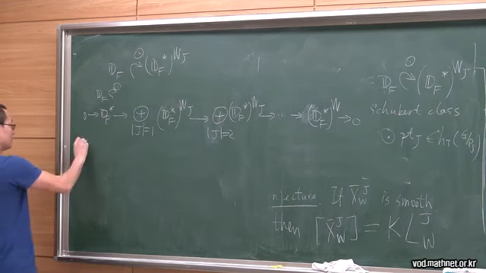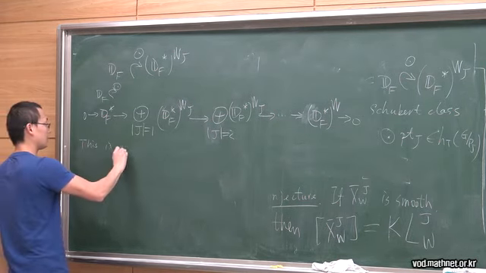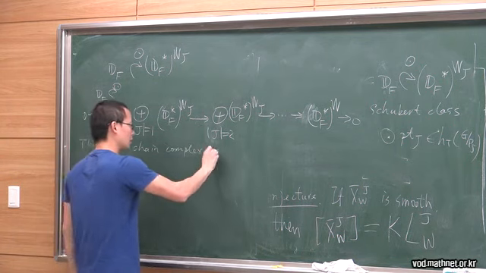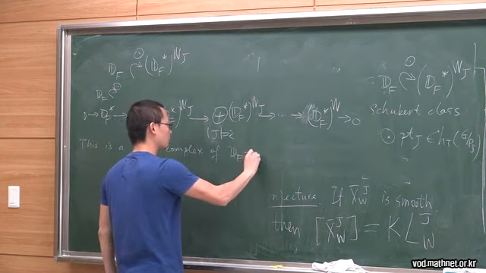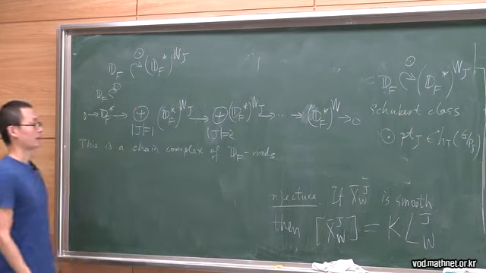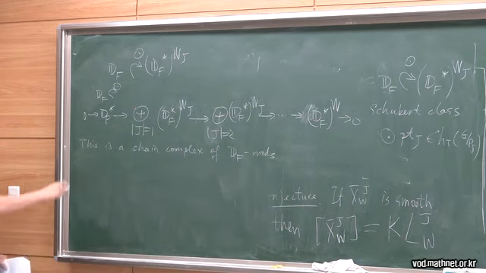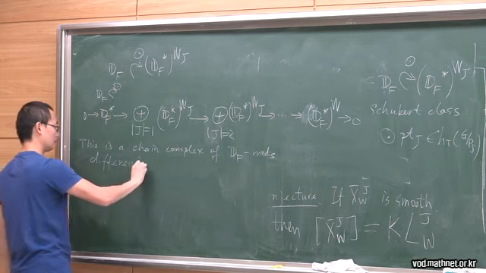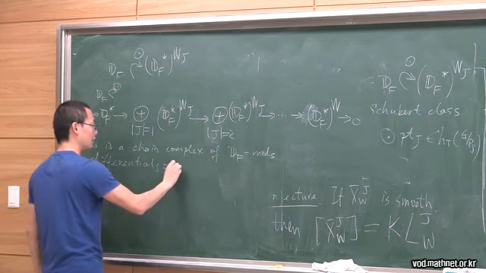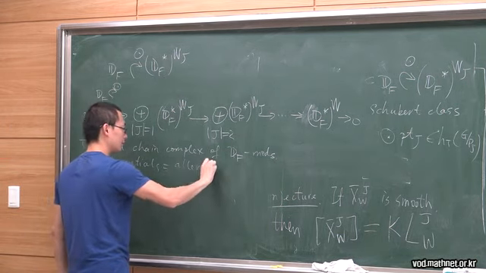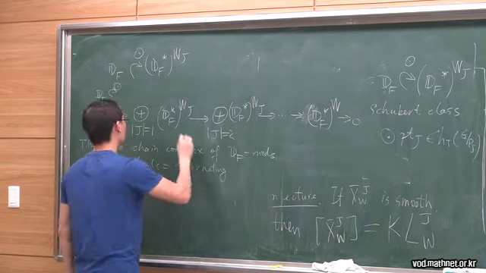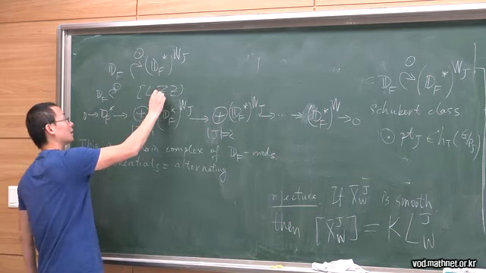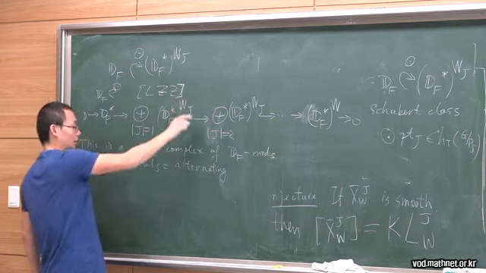So this is a chain complex of EF modules. And what about the differentials? The differentials are alternating. Okay, let me put it this way. Let's work by myself with Christian Leonard and Kirill Zanulli, so you can find it in our preprint.